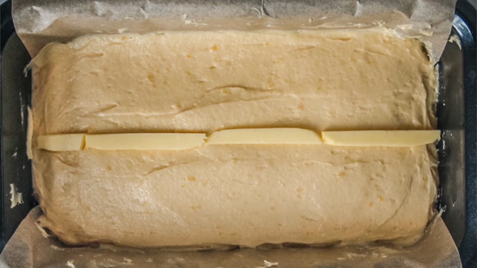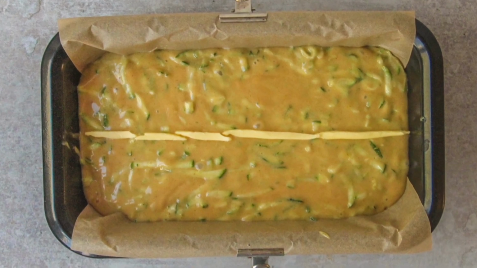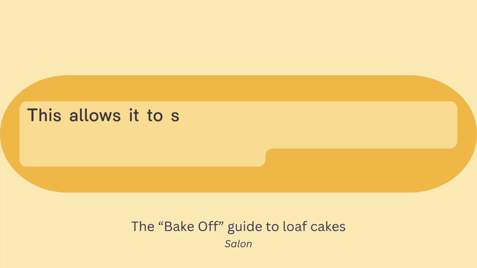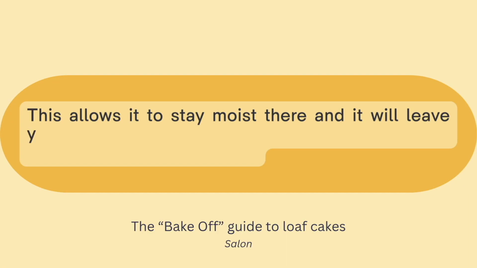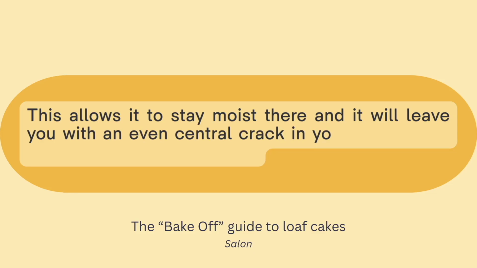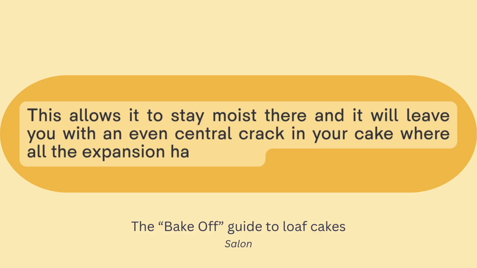Lastly, one additional note when we are making loaf cakes. You might have noticed that some bakers, myself included, place a line of butter down the center of the loaf prior to baking, which is explained in the Salon article, The Bake-Off Guide to Loaf Cakes. This allows it to stay moist there, and it will leave you with an even central crack in your cake where all the expansion happened.